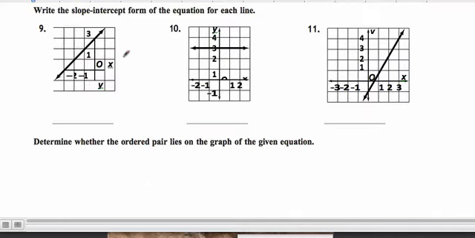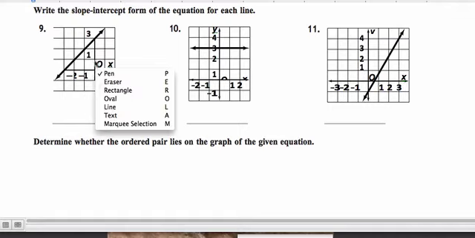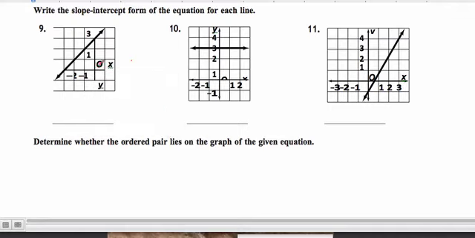I'm going to write the equation from the graph. So we need to know two things, our y-intercept and our slope. So I'm going to find my y-intercept. This is a horrible graph, but here's our origin. So I'm going to go up 1, 2, 3. So my y-intercept is at 3. So b equals 3.